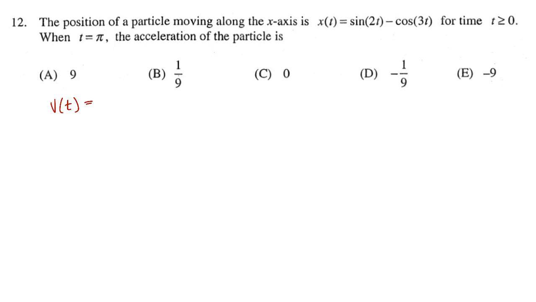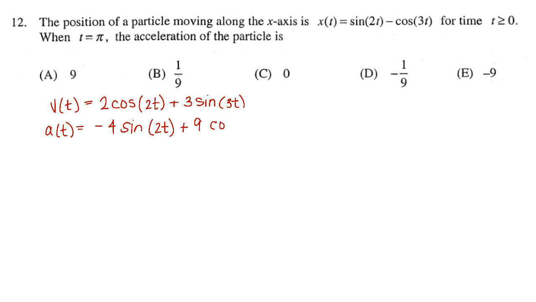cosine, I don't know why I wrote a negative, excuse me. That's just going to be 2 cosine 2t plus 3 sine 3t. And now we need to find our acceleration function. So again, we need that next derivative, which is going to be negative 4 sine 2t, and then plus 9 cosine 3t. And I want to know, what is the acceleration when time equals pi?